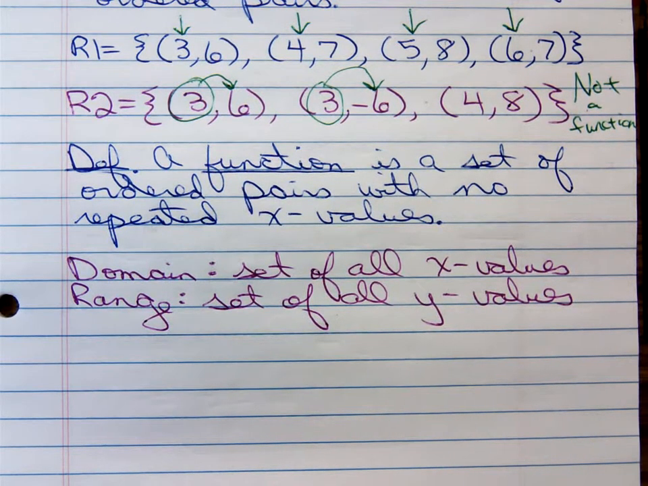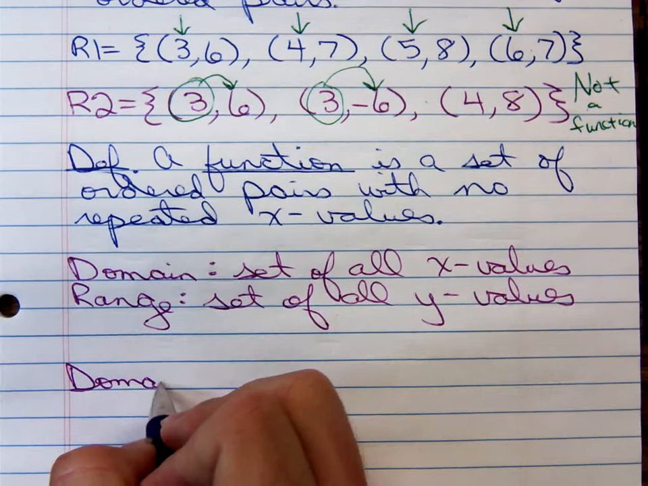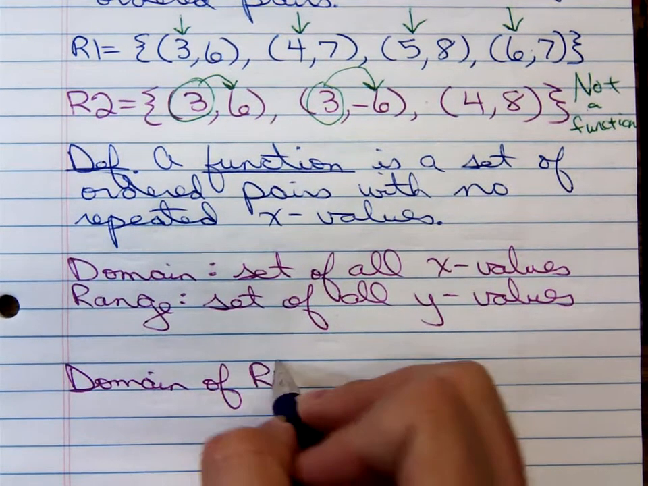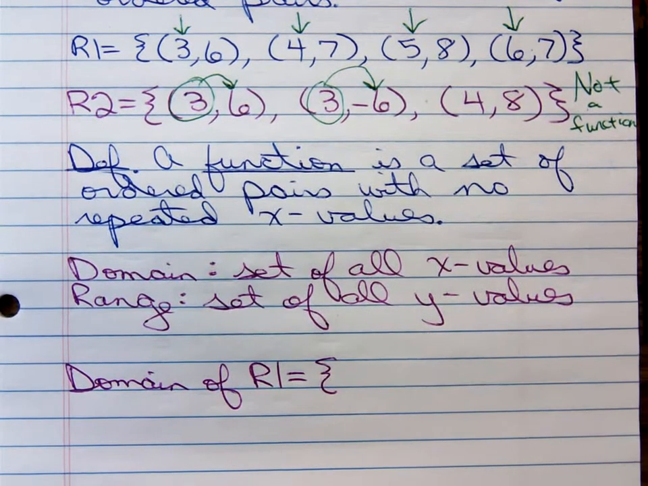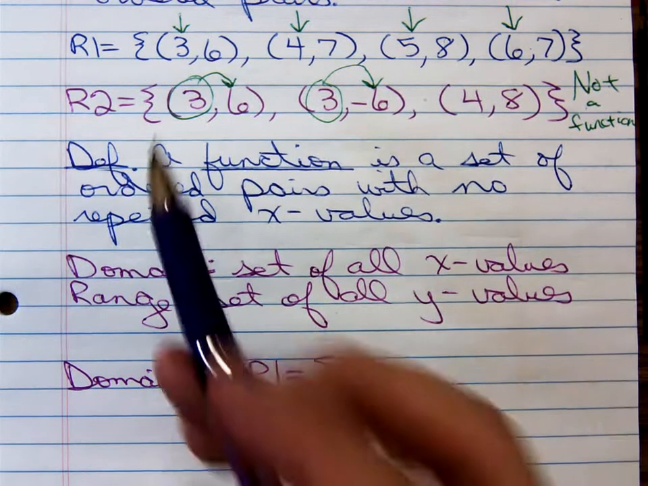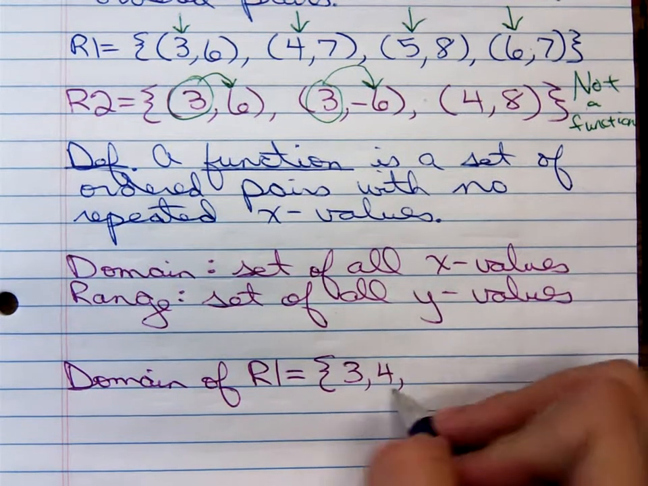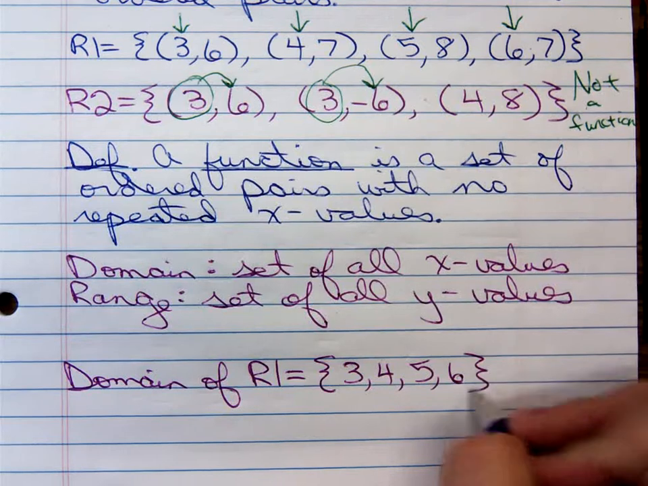Let's look at R1. If I wanted the domain of R1, what numbers are used as x values in R1? 3, yeah, 3 is used. 4, 5, 6, I agree. 3, 4, 5, and 6. That says that those four numbers are used as x values.